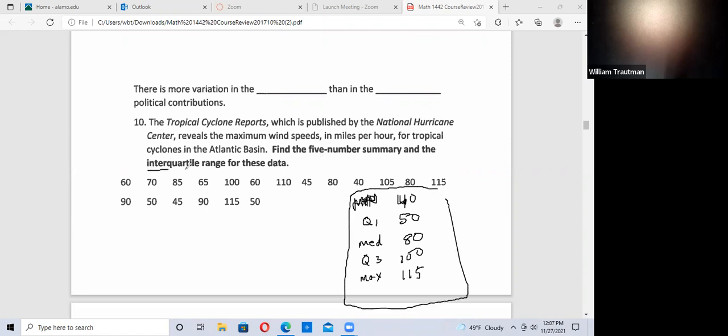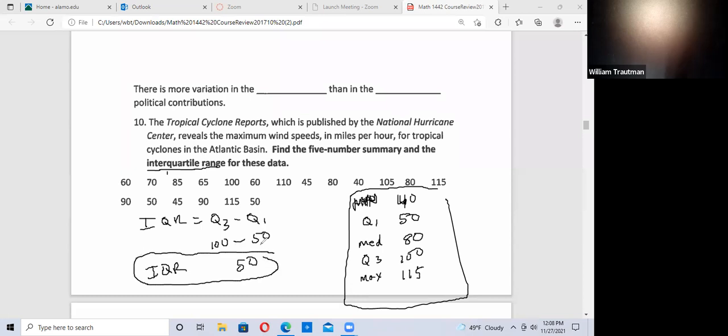Now they want to find the interquartile range, also known as the IQR. IQR is Q3 minus Q1. Interquartile range, Q3 in this problem is 100. Q1 is 50. 100 minus 50 is 50. So the IQR for this problem, interquartile range, is 50.